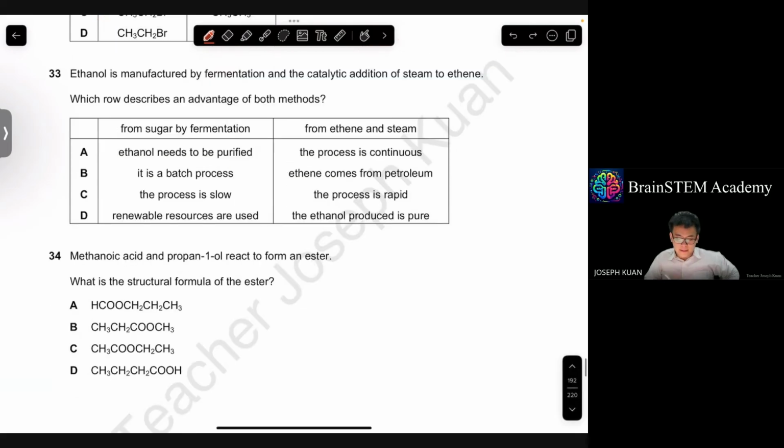33. Ethanol is manufactured by fermentation and the catalytic addition of steam to ethene. Which statement describes an advantage of both methods?